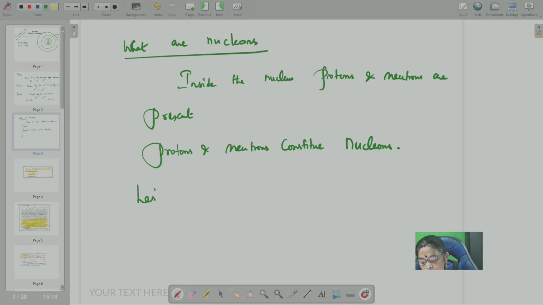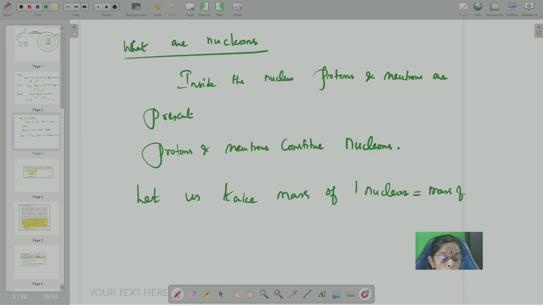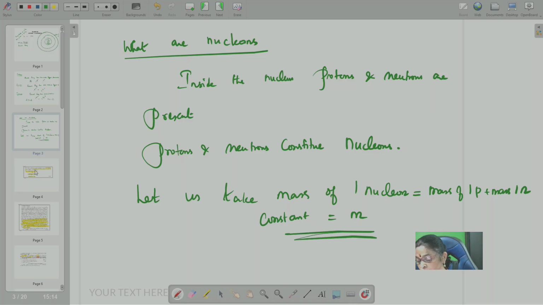Always let us take the mass of one nucleon. Mass of one nucleon, which is constant, is nothing but mass of one proton plus mass of one neutron. So which is always a constant, which is taken to be m. So all this basic we have learnt.